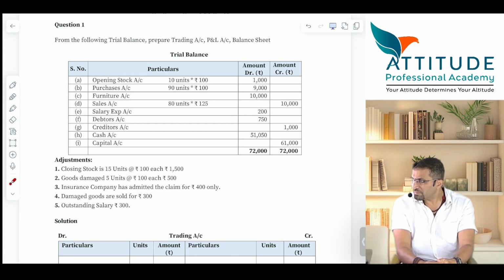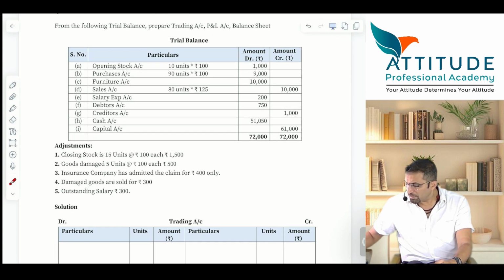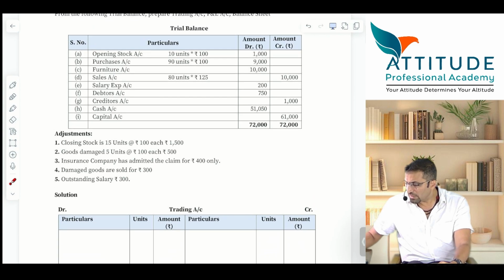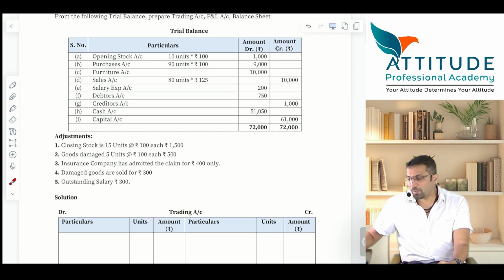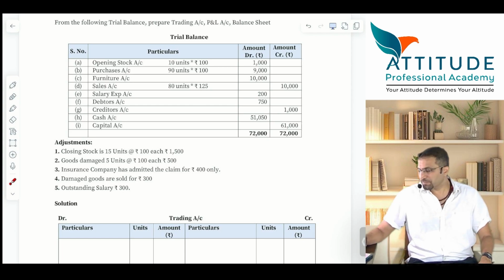Is that correct? Okay. Now please answer. Okay, I'll give you time to copy. Please take down. Okay, first have a look at the explanation of this sum, guys. I hope all of you have taken this sum. Concentrate here.